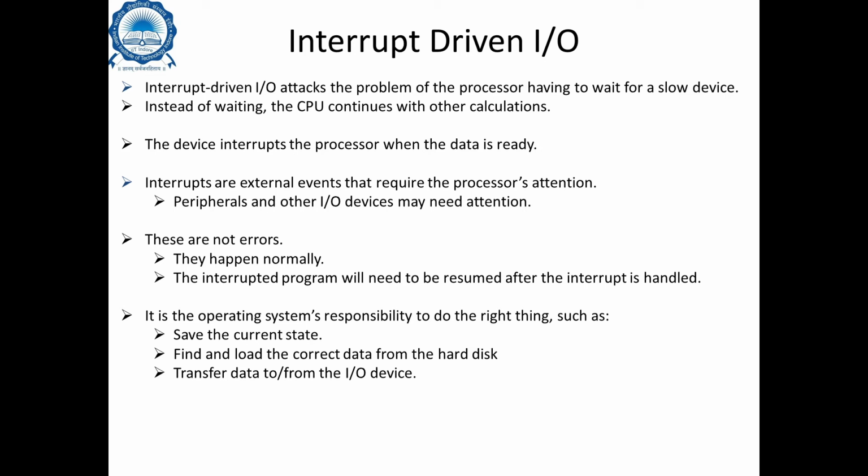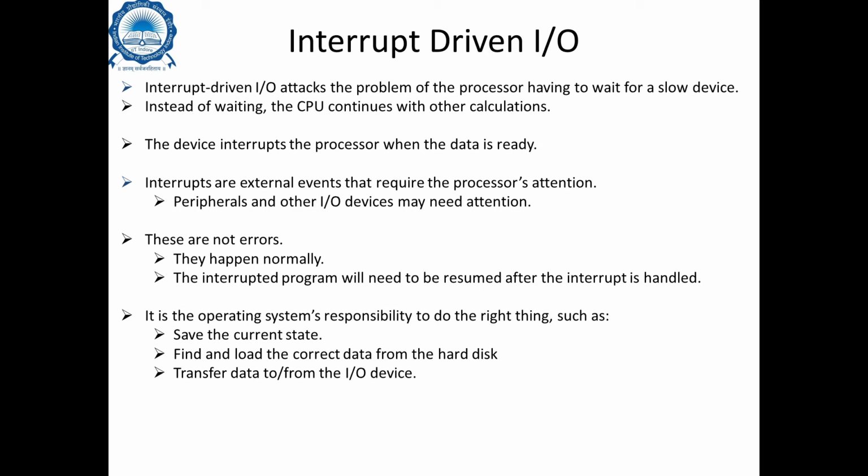Interrupts are external events that require the processor's attention, and the peripherals and other IO devices may need attention by sending interrupt signals to the processor. These are not really errors, though many people consider them to be like errors. These are external signals known as interrupts. And the interrupted program, that means whatever the processor was working on until the interrupt signal came, will need to be resumed after the interrupt is handled and serviced.